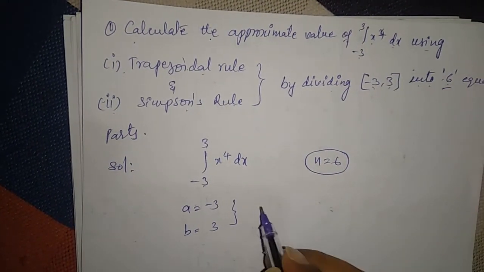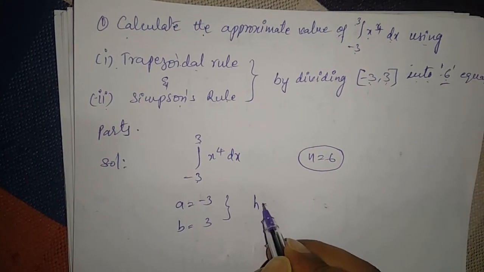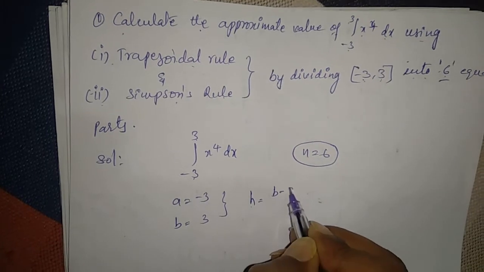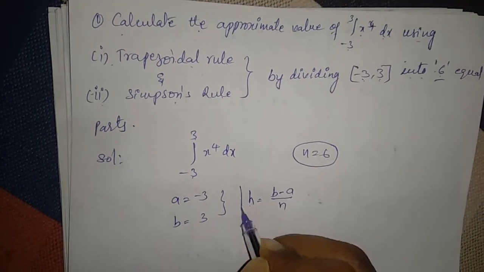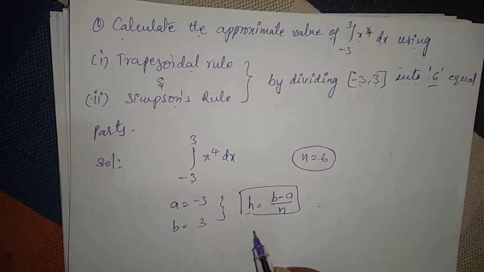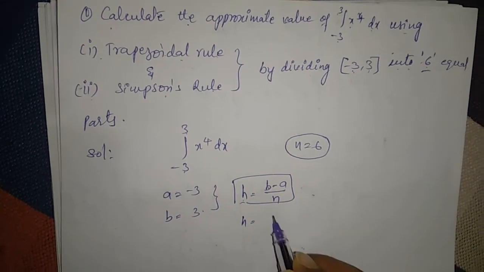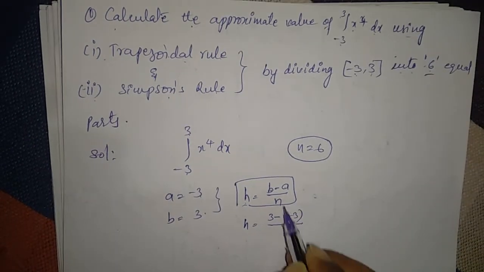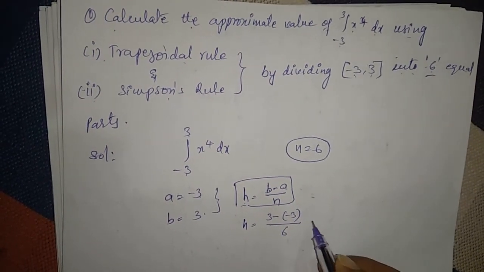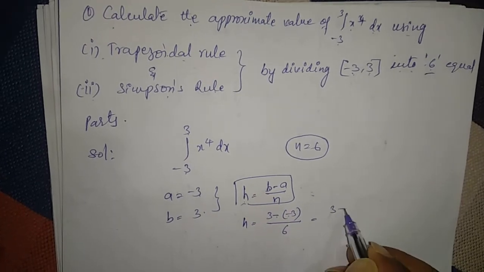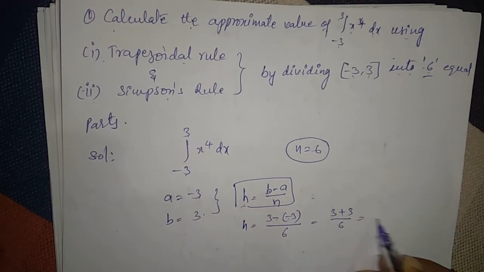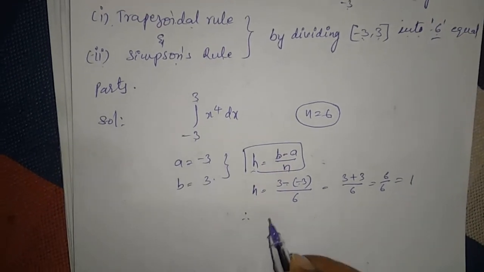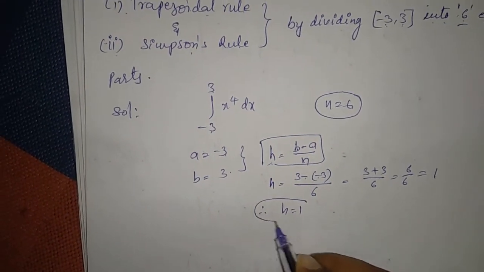Now find the h value. H is the width of the ordinates, and the formula is h equals b minus a by n. H is equal to b, that is 3, minus a, that is negative 3, divided by n. N is equal to 6, which is equal to 3 plus 3 by 6, that is 6 by 6. We know that 6 by 6 is 1, therefore h is equal to 1.